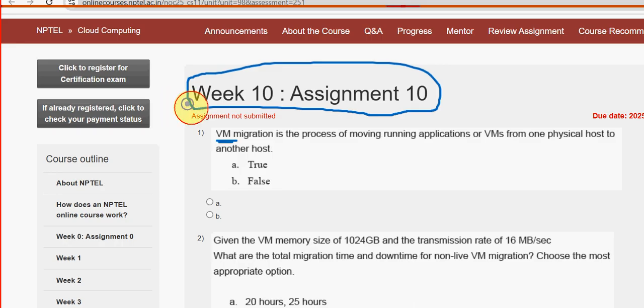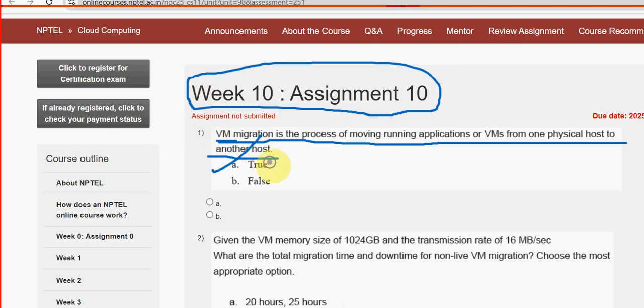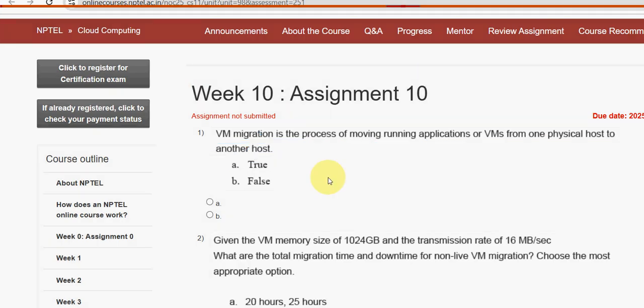So first one, VM migration is the process of moving running applications or VMs from one physical host to another host. Is that true or false? So it is absolutely true, guys. So mark option A as the probable solution for first question.